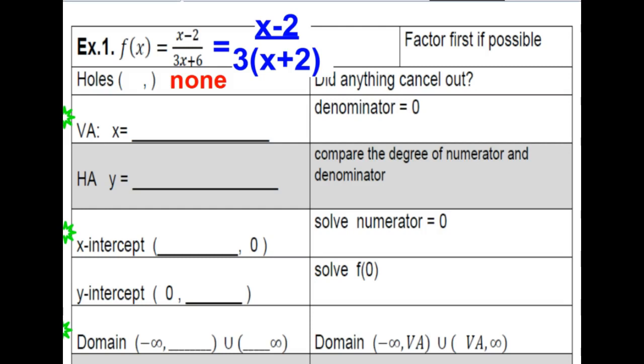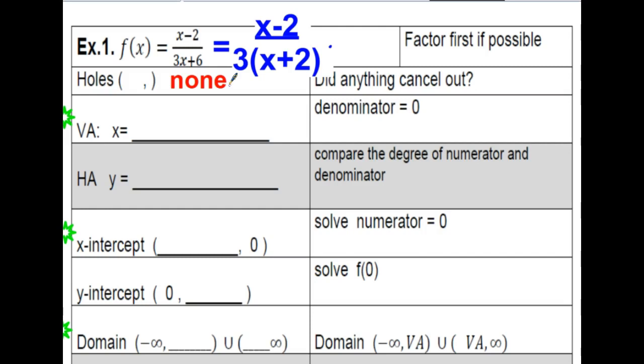So, did you get this when you factored example number 1? The first step is to factor. Now, this one does not have a hole, so you're going to write the word none right there. When we get to an example that has a hole, I will show you how to figure it out. So, pick up your pencil and write the word none there. This graph does not have a hole.